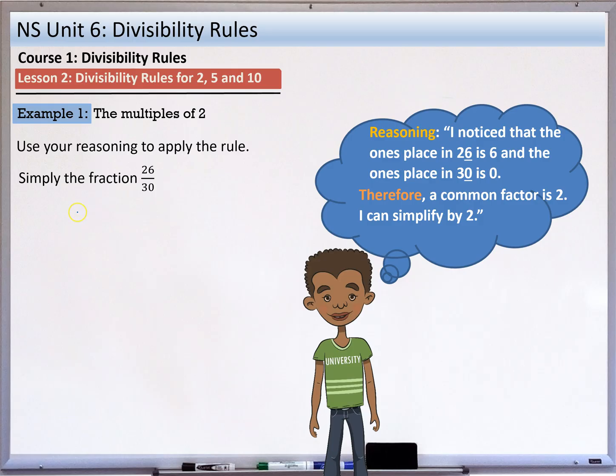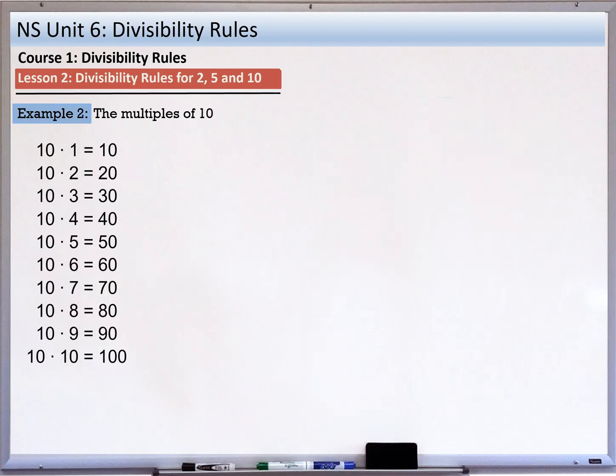Let's do that. 26/30, divide by 2, divide by 2, 13/15. Now, that doesn't mean we're done all the time, but in this case we are, because 13 is prime, and the only common factor between 13 and 15 is 1, so we are in our lowest terms. Okay, that was the divisibility rule for number 2.